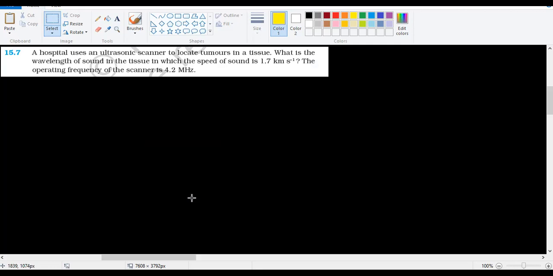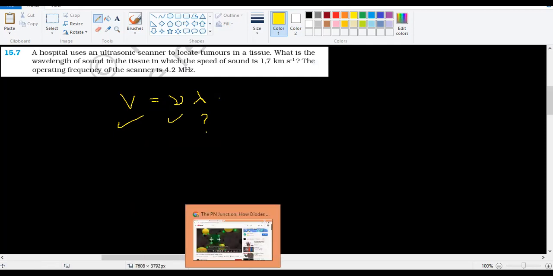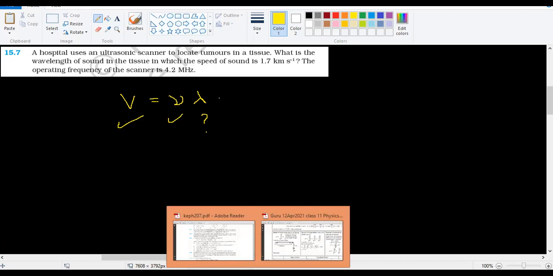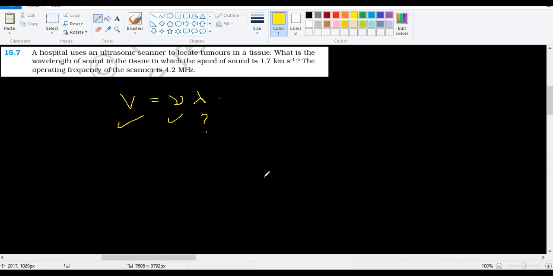A hospital uses an ultrasonic scanner to locate tumors in a tissue. What is the wavelength of sound in the tissue in which the speed of sound is 1.7 kilometers per second? The operating frequency of the scanner is 4.2 megahertz. Okay, very simple. Simply use the same formula: v is equal to nu lambda. Velocity is given, frequency is given, which means lambda can be found. Is that okay? Okay, not okay. Okay, sir.